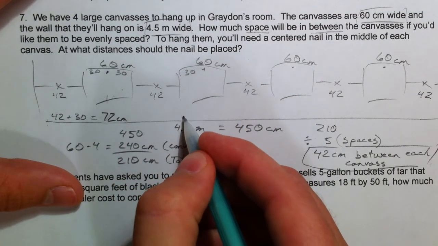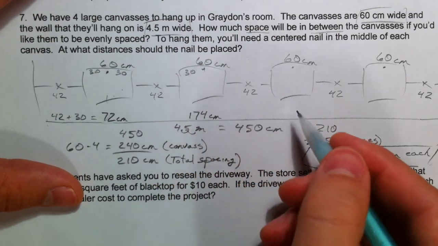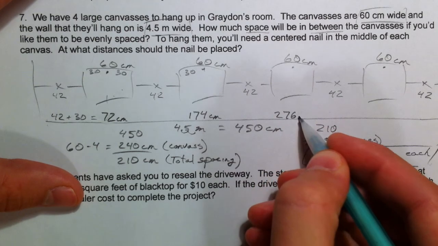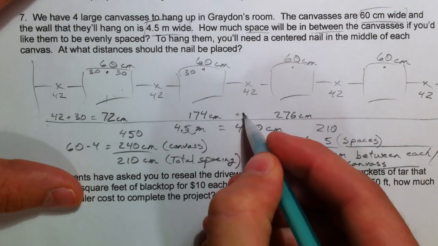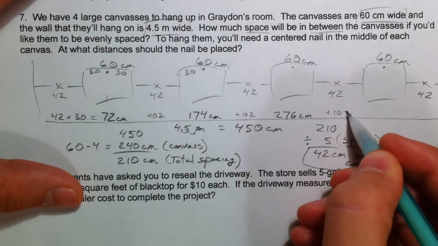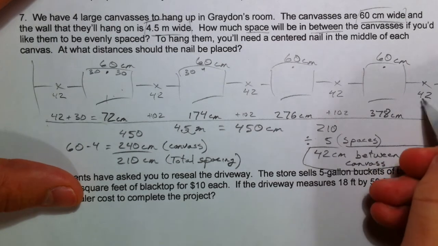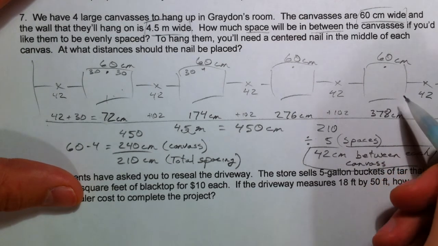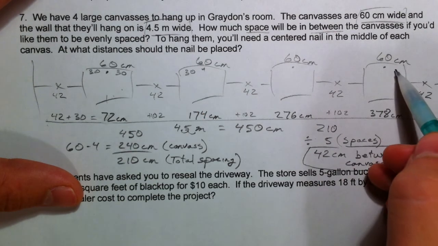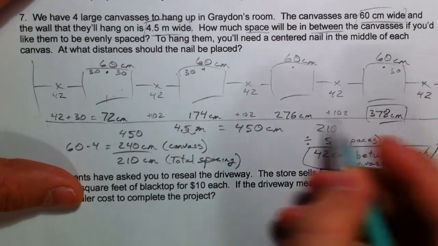So that's going to be 174. Plus another 102, 276. Plus another 102, 378. And then if you add another 42, plus another 30, then we'll be at 450 for our total. So those are our nails.